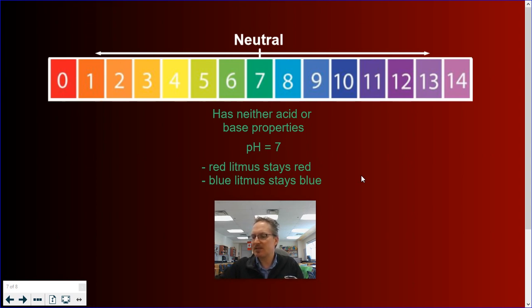So I have a piece of red litmus paper right here. And so I'm just going to get it with my tweezers. So red litmus paper stays red. And my blue litmus paper is going to stay blue for a neutral substance.